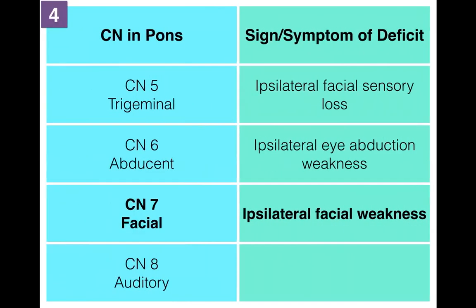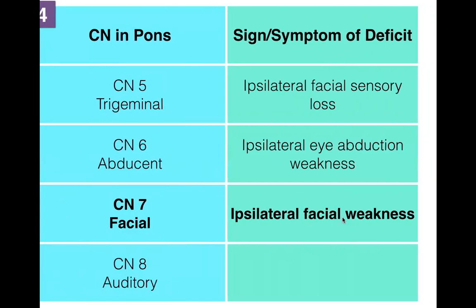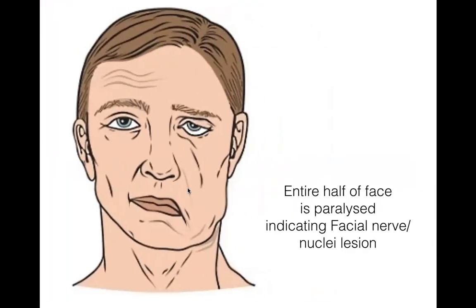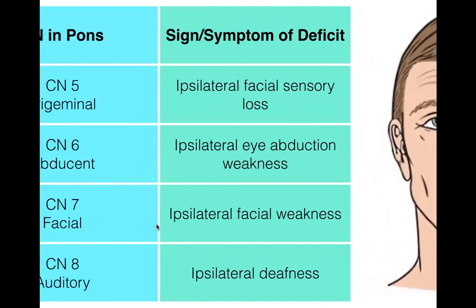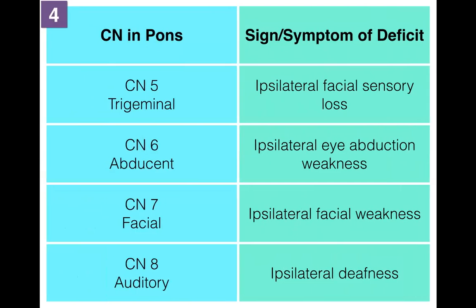Then there's number 7, facial muscle is under the innervation of cranial nerve number 7. So if there's a lesion affecting that, the manifestation will be ipsilateral facial weakness. So you can see that there would be drooping of the entire half of the face. So the entire half of the face is paralyzed, and this is indicative of a lesion affecting the facial nerve or the facial nuclei. And finally, there's number 8, of course, the auditory. So there would be ipsilateral deafness.